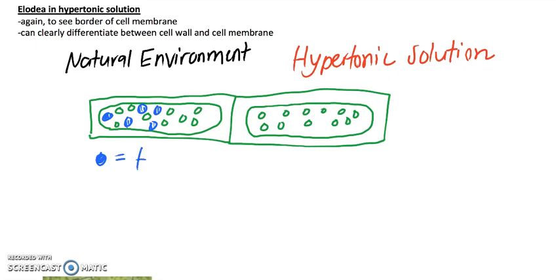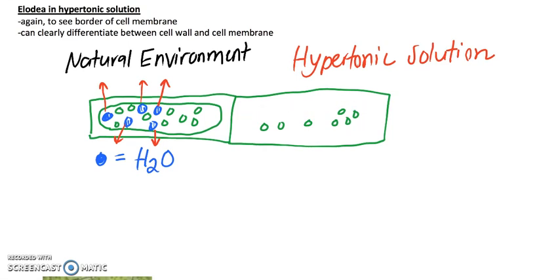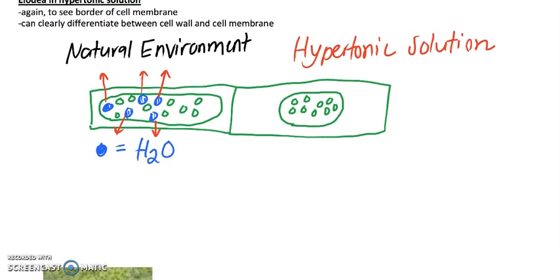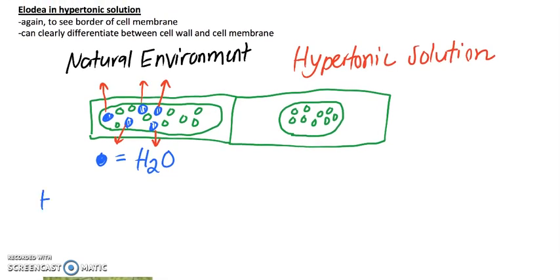So when you place this in a hypertonic solution, water is going to exit the cytoplasm. So water is exiting. As a result, your cell, the cytoplasm and cell membrane, is going to shrink. But everything else that was on the inside is still there. So there are my chloroplasts still. So we're going to say H2O is going to leave the cytoplasm.